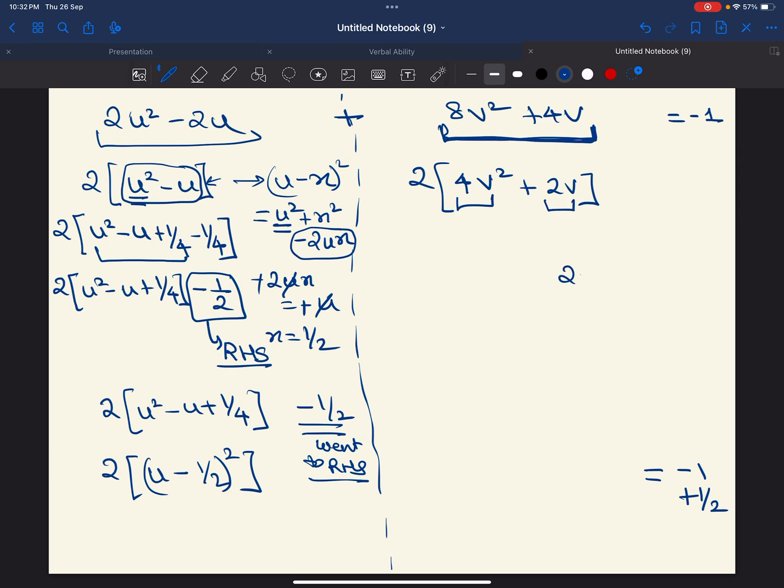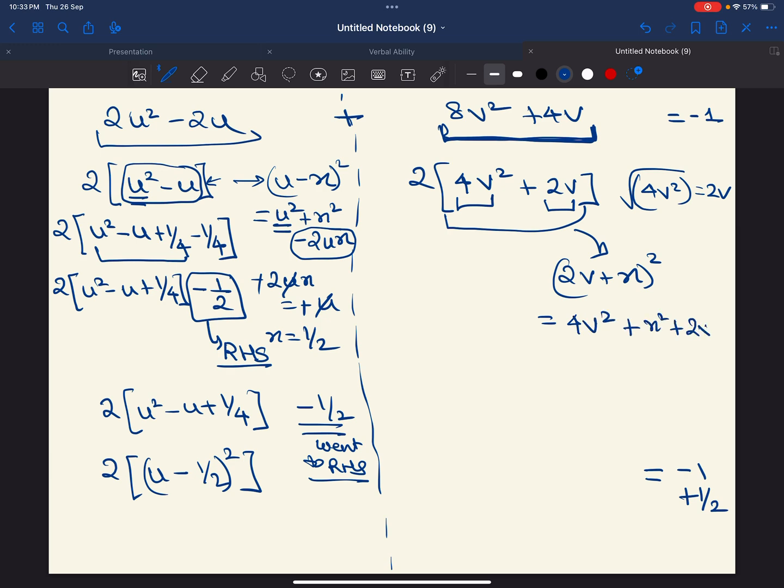So let's see. The square root of 4v square is 2v. So I need to make this in the form of 2v plus x whole square. So what should it become? 4v square plus x square plus 2 into 2v into x. Fair enough. 4v square matched. X square will be added. Now this term should be equal to 2v, so 4vx is equal to 2v. V gets cancelled, and x in this case becomes 1 by 2.